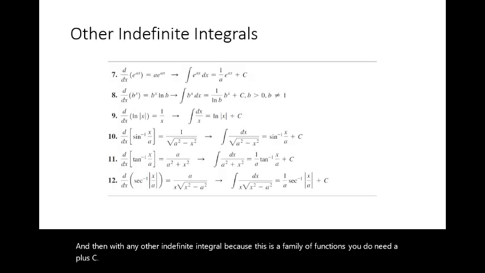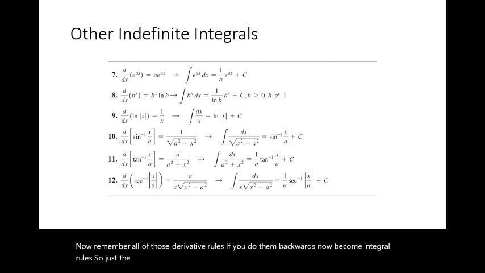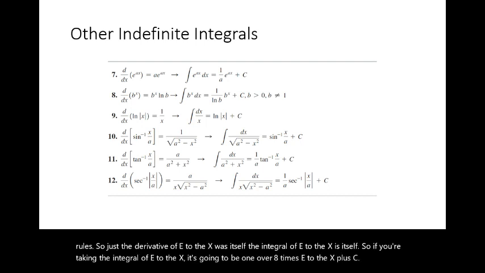Now remember, all of those derivative rules, if you do them backwards, now become integral rules. So just like the derivative of e to the x was itself, the integral of e to the x is itself. So if you're taking the integral of e to the ax, it's going to be 1/a times e to the ax plus c. And then here's another important one.